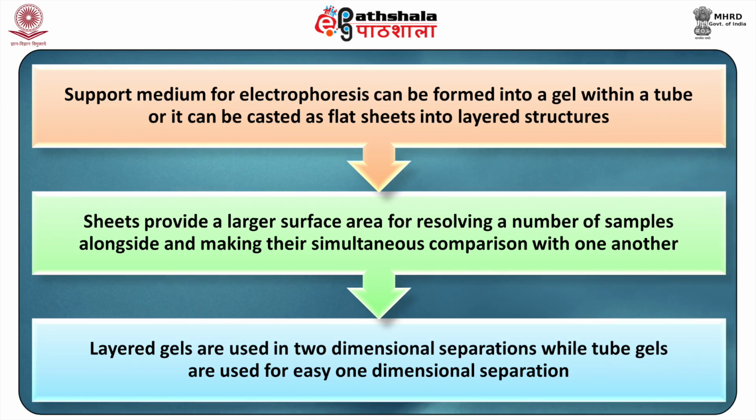The support medium for electrophoresis can be a gel within a tube, or it can be cast as a flat sheet into layered structures. Sheets provide a larger surface area for resolving a number of samples alongside and making their simultaneous comparison with one another. In addition, layered gels are used in two-dimensional separations, while tube gels are used for easy one-dimensional separation.